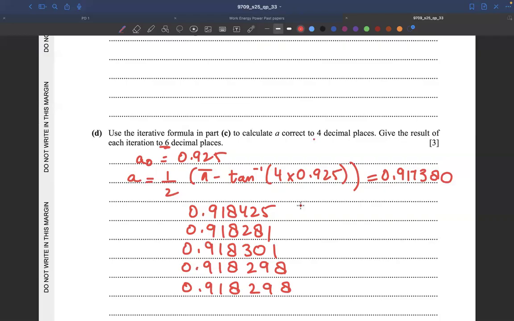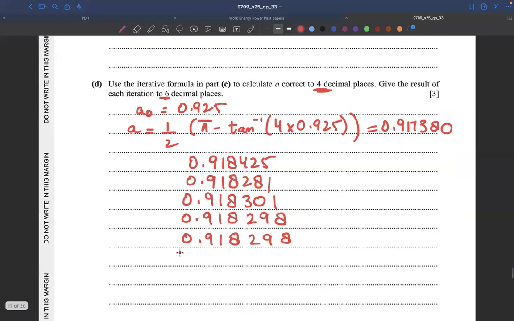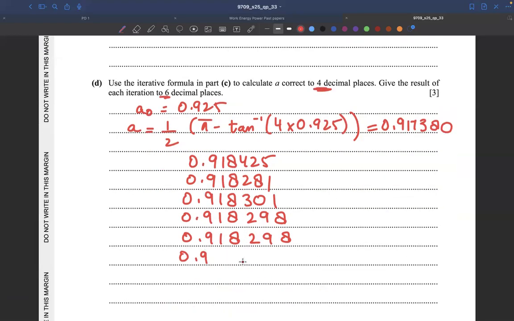As we have to give our final answer to calculate a correct to 4 decimal places, to 4 decimal places we are getting 0.9183 consistently now. Even if I keep on substituting this, we are still getting the same answer. So the final value for a will be 0.9183.